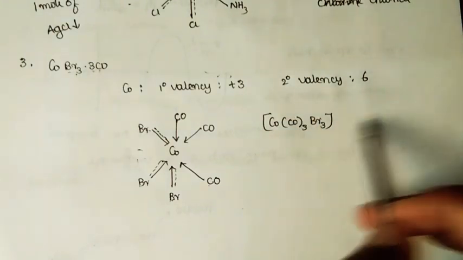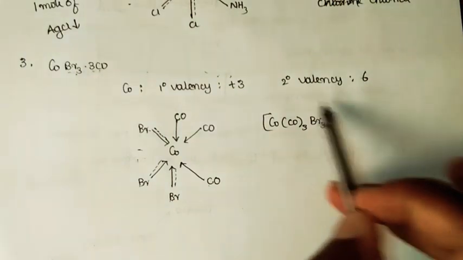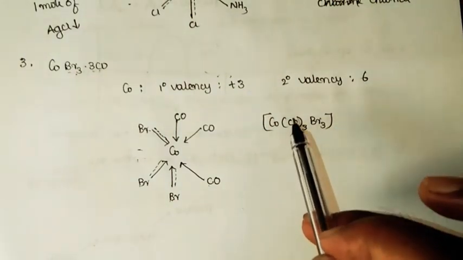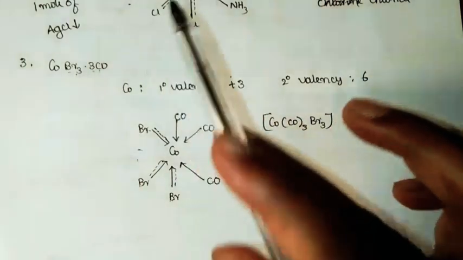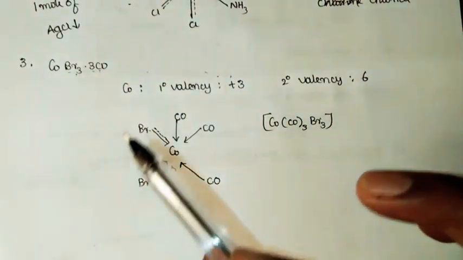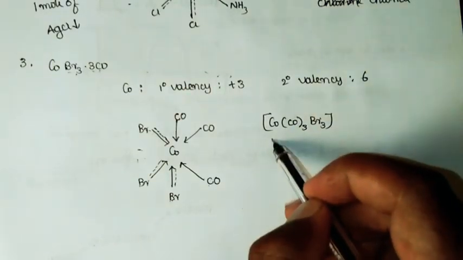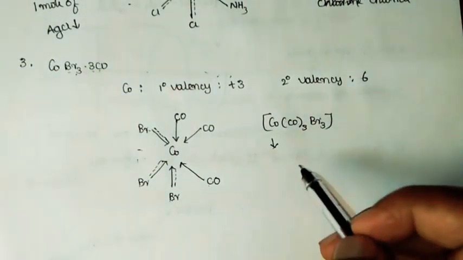That means there is no ionic part, there is only the coordination sphere. That means the coordination sphere is a neutral one. But in the above 2 cases we observed a complex cation, whereas here we are getting only a neutral compound. And now we shall see the IUPAC name for this one.